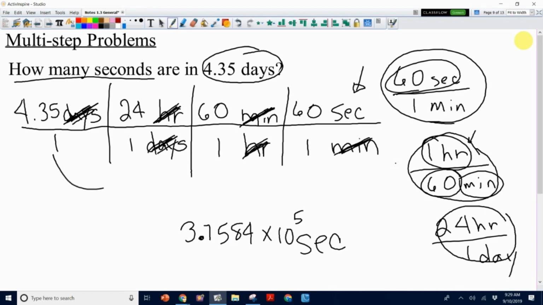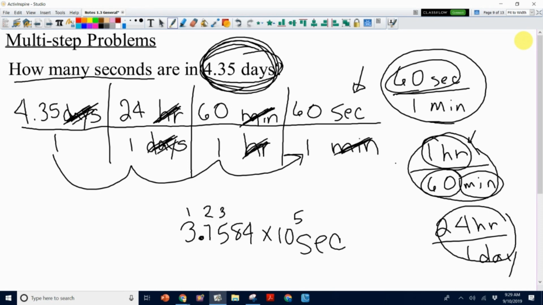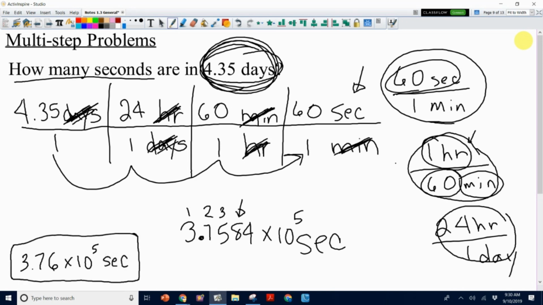Okay, and then 1 times 1 times 1 times 1 is 1. Anything over 1 is itself. So I can stop there. Except this is not my final answer, because my final answer can only have how many sig figs? 3 sig figs. So here's 1, 2, 3. There's the number I'm going to look at for rounding. Does an 8 round the 5 up? It does. So my final answer is 3.76 times 10 to the fifth seconds. And that is how to do dimensional analysis.